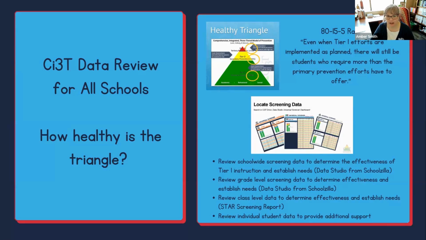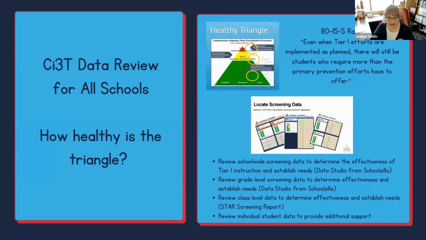And then we also noticed that a lot of times schools were starting at the individual student level. And in our schools, we've got schools that have 600, 700, 800 students in them. And so to solve problems at the individual student level was very overwhelming for schools. So as part of our MTSS or CI3T data review, we started working with this idea of looking at the triangle as a ratio. And I call it the healthy triangle of an 80-15-5 ratio.